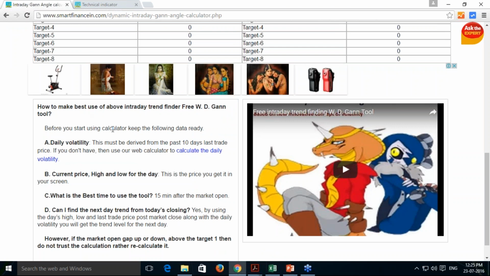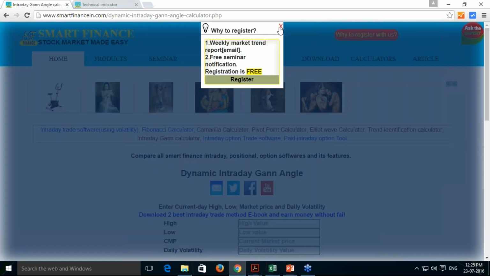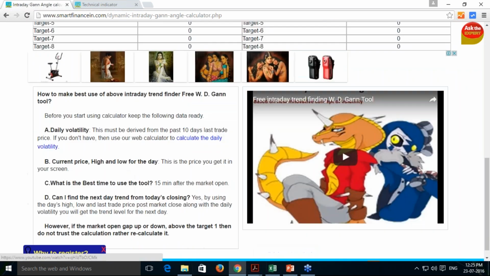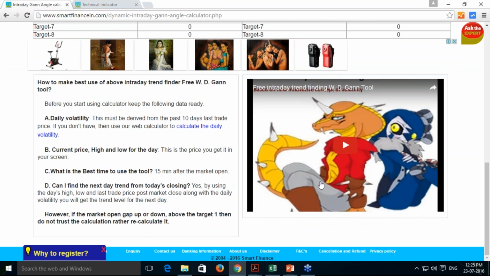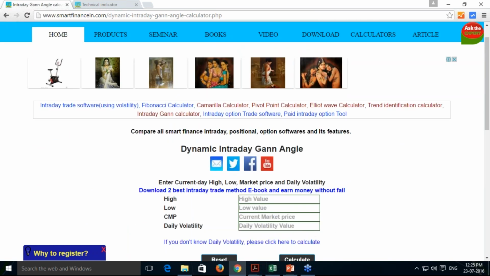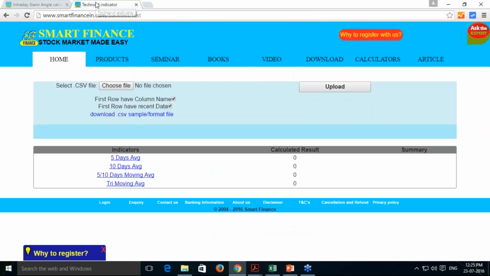What that calculator is, what it does, and a video explanation of how to use it. All these things you get in this particular calculator page for your skill development. To develop your skill, you get all this information. So that is very important.